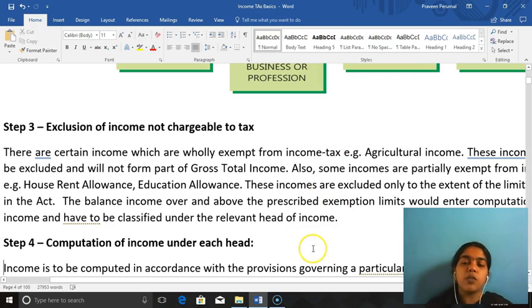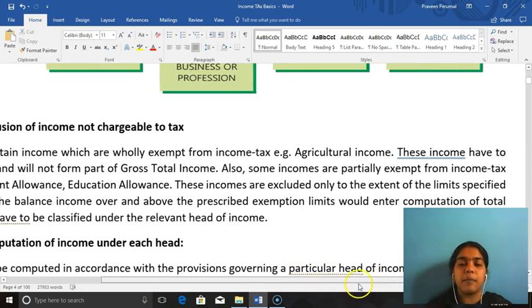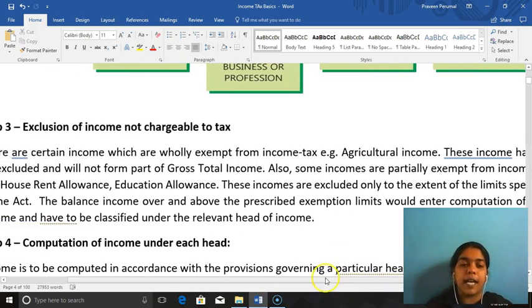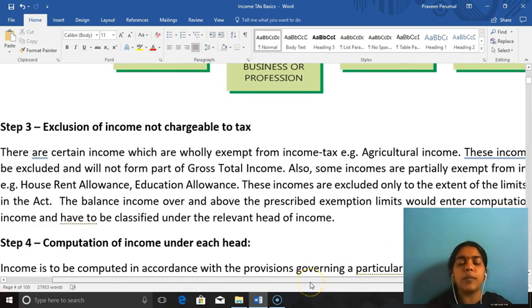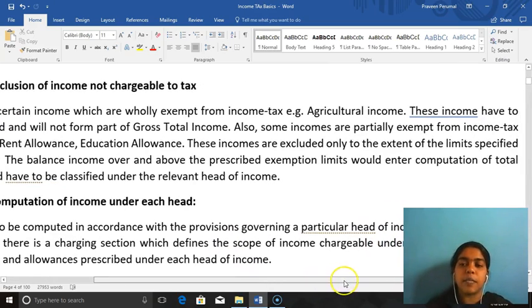Next, some incomes are also partially exempt from income tax. There are some incomes which the government does not want to tax fully. The government may tax it partially. The government may exempt some income fully. The government may exempt some income partially. So there are two types of exemption, full exemption or partial exemption. Some incomes are partially exempt under the Income Tax Act, for example, house rent allowance, education allowance, etc. These incomes are excluded only to the extent of the limits specified in the Act.